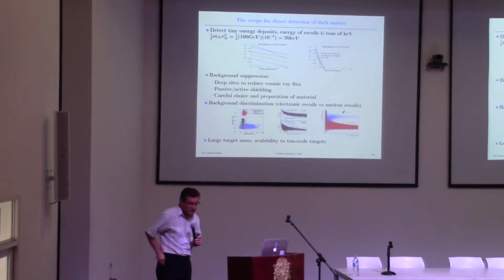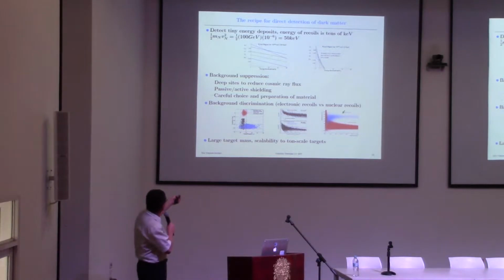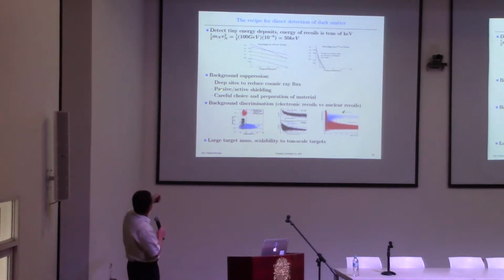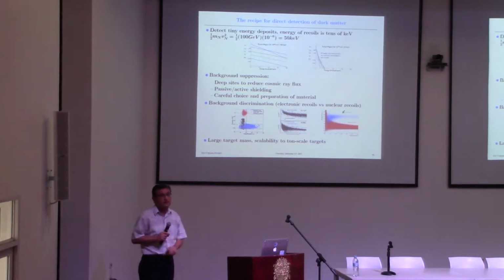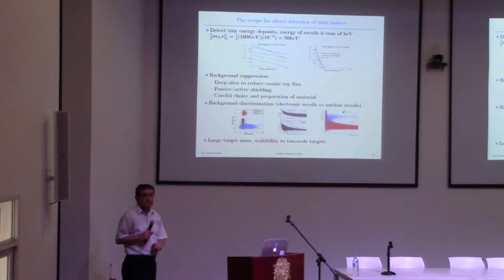And this is basically the recipe to do a dark matter direct detection experiment. You are looking for these tiny depositions, a few keV. It is important because it depends on the threshold at which you can measure this energy, so it varies for different isotopes. You need to do your background suppression, and that's why you go underground to reduce the cosmic ray flux, and then you have the shielding, passive and/or active, and then the selection of the materials.